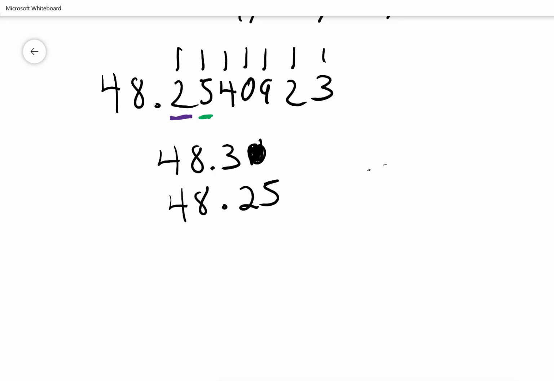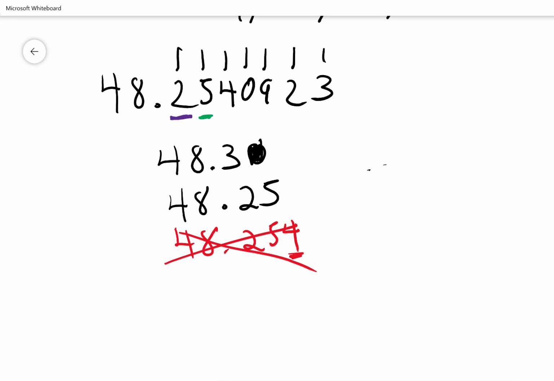People in classes sometimes get this mixed up a little bit. This especially seems to be true in statistics classes where you're asked to round to the nearest hundredth. And so people will incorrectly say, oh, that's 48.254. That is not the nearest hundredth. This is the thousandths place.